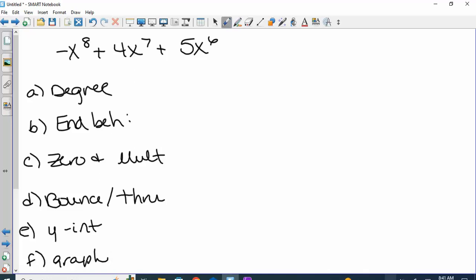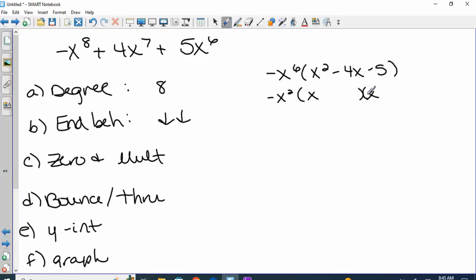All right. Try this, guys. All right. What's our degree? 8. And the end behavior, because it's a negative. Okay, zeros and multiplicity. So if it's not factored, you have to get it factored. Now sometimes we did that with p's and q's. Would p's and q's even be an option here? No, because we don't have a constant. So what could you do instead? GCF. They all have x to the 6. Since the first one is negative, I would take out a negative x to the 6. So that's x squared minus 4x minus 5.